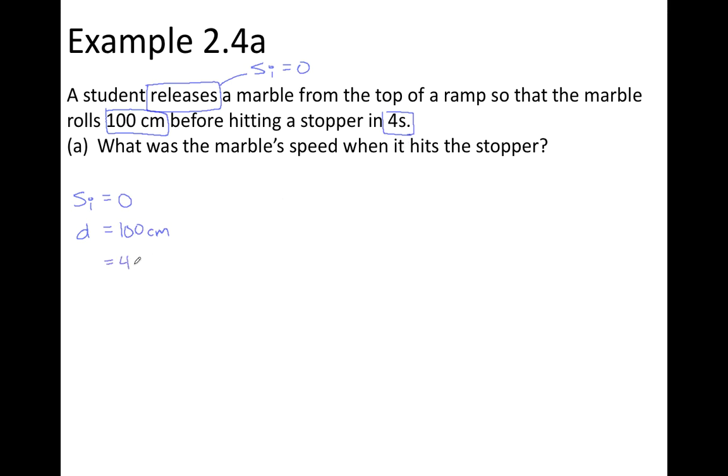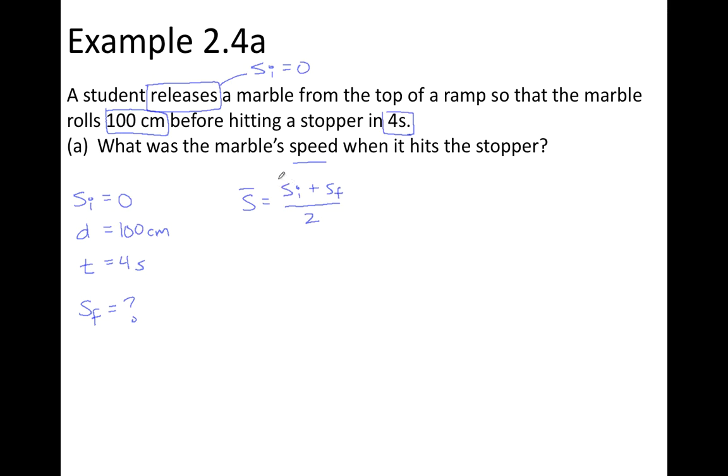So 4 seconds, seconds is a unit of time, so that's giving us the time. And part A wants to know the marble's speed when it hits the stopper. So that would be a final speed. That's our unknown. So the equation that contains the final speed is the average speed rule. I'm allowed to use it because when the marble is rolling, it is steadily changing its speed. It is undergoing uniformly accelerated motion.